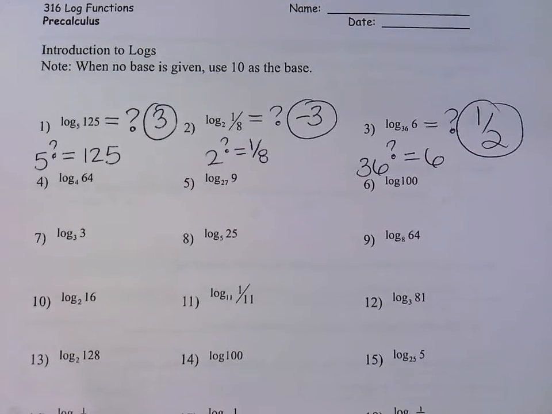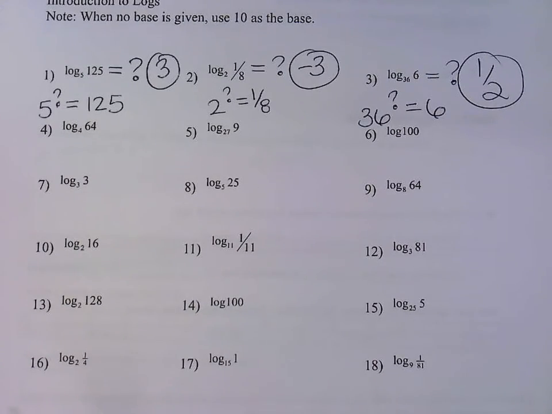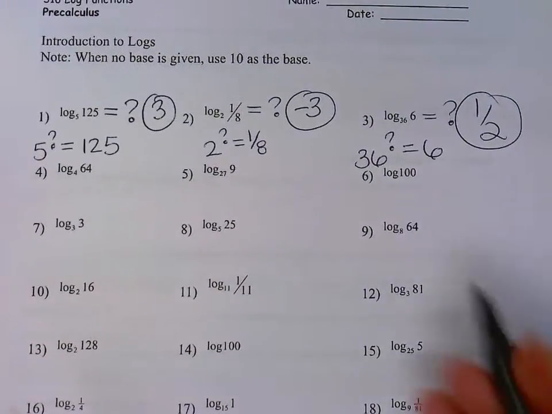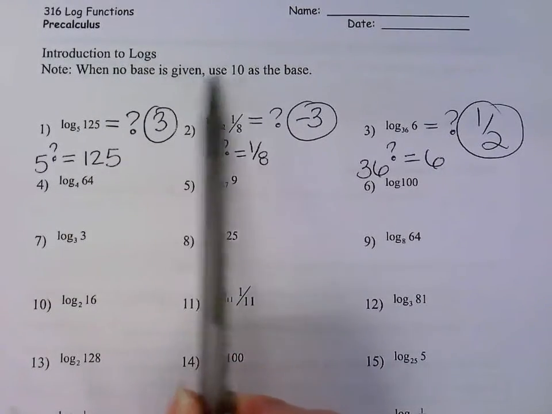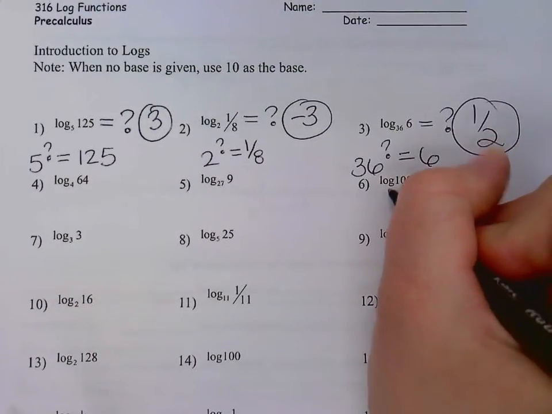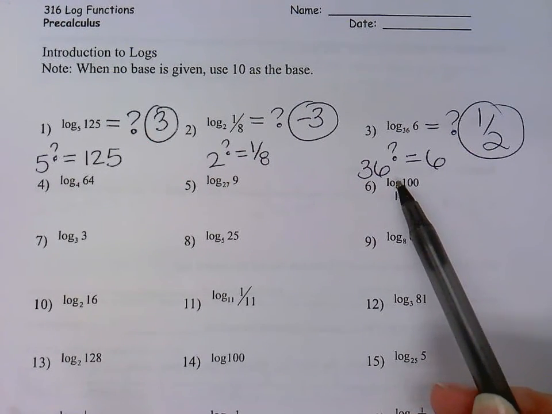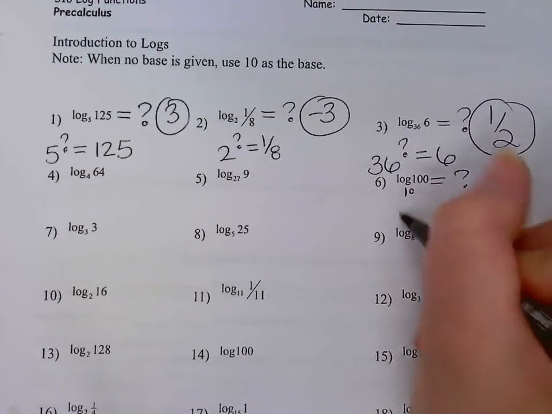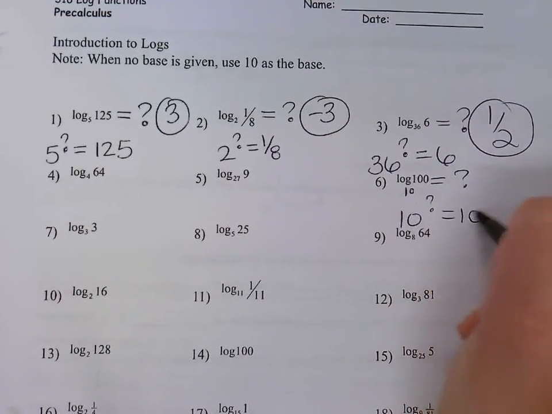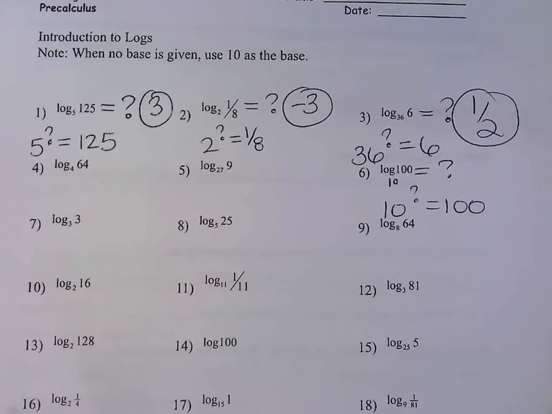All right, I'm going to skip down to example 6. It says when there's no base, use 10 as the base. So this actually has a base of 10. It's called the common log, just like a square root has an invisible 2. A common log is a base of 10. So this is asking you 10 to what power is the number 100? So what would you say for 6? 2, because 10 squared is 100, right?